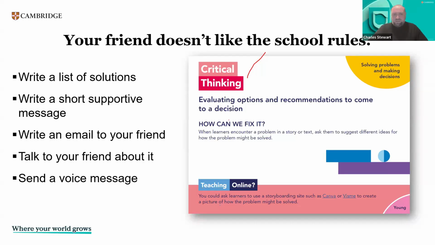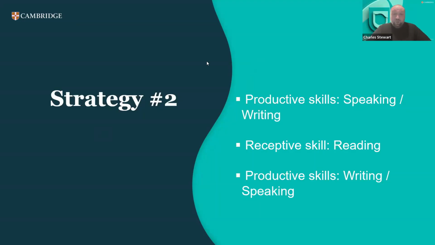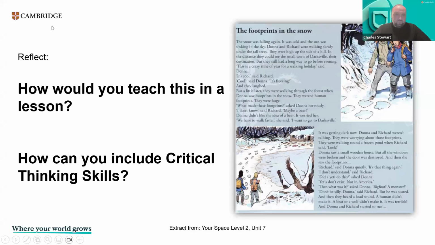And when this happens, it creates a dialogue between the teacher and student in the reading activity. And more than that, it helps to train our learners to think more critically. Okay, so let's look now at strategy two. So, strategy two involves speaking and writing, the productive skills, and the receptive skill of reading.